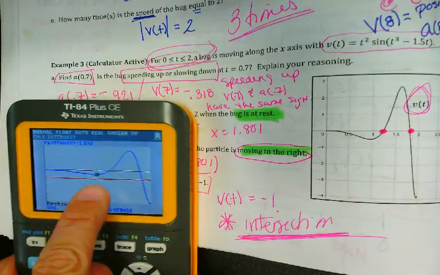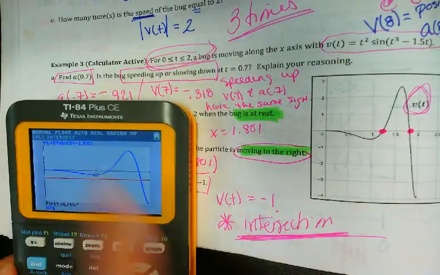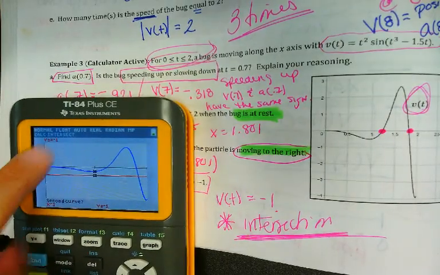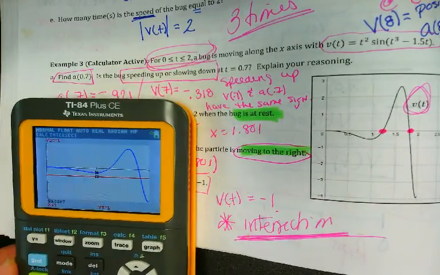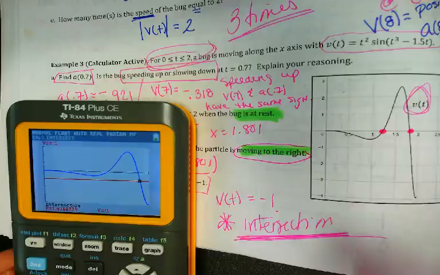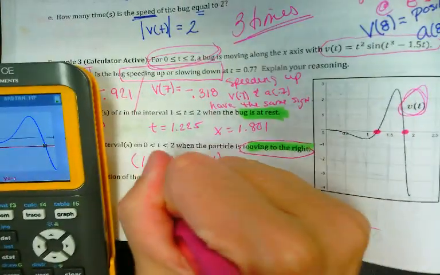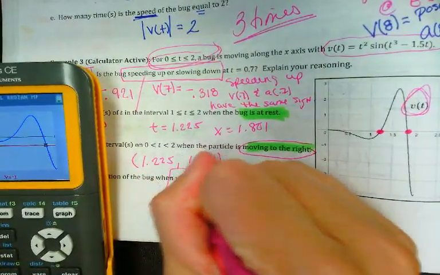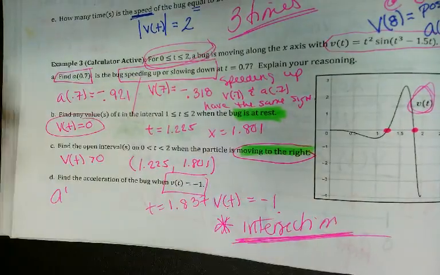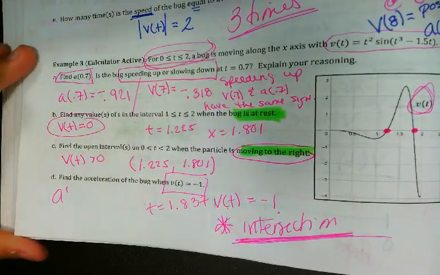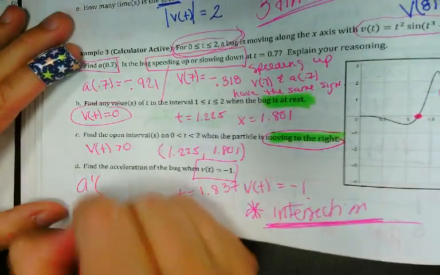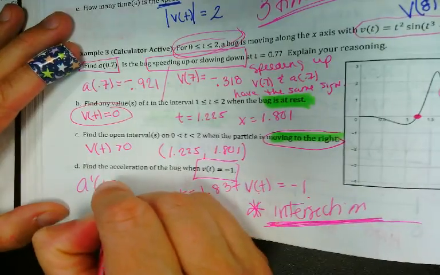It says, is this the first curve? I'm on the blue curve. And it says, is it the second curve? It jumped to my red curve. It will find the intersection that it's closest to. And I'm getting t equals 1.837. Everybody good there? So I want to find the acceleration at 1.837.